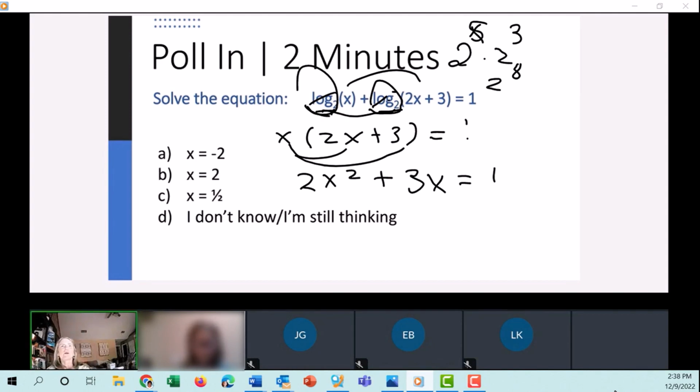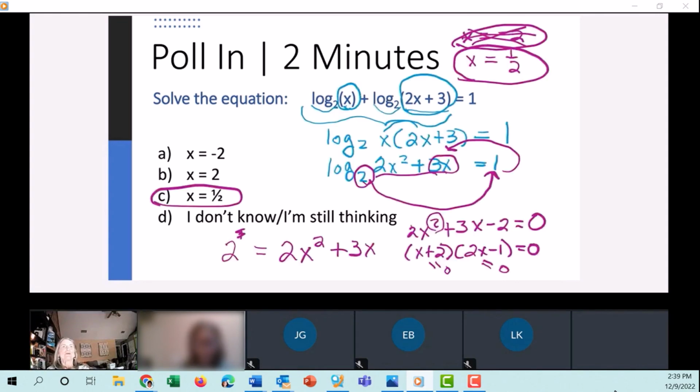All right, so most of you answered B. Let's see if you're correct. Just because most of you answered it doesn't mean that you're correct. But let's see. We're going to take that log base 2 out. We're going to take the x and distribute it. We get 2x squared plus 3x equals 1. Now here's the tricky part. It is C. So we've got to keep that log base 2 until we combine these with multiplication.